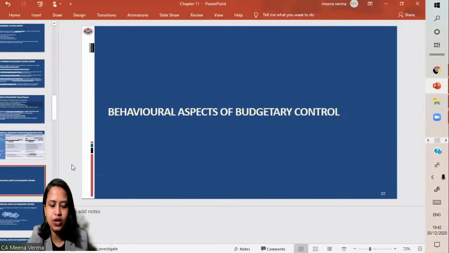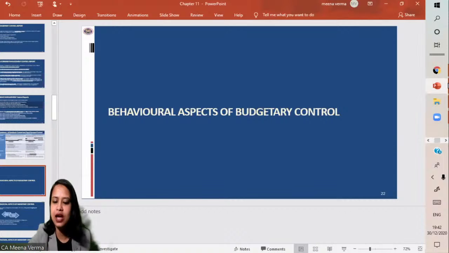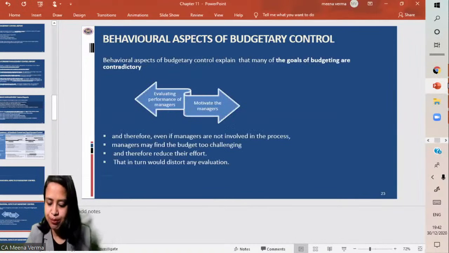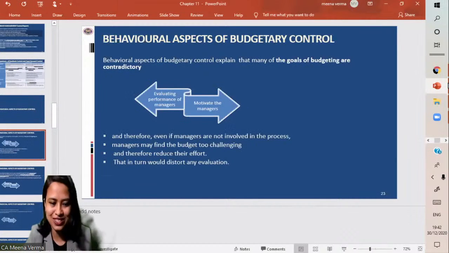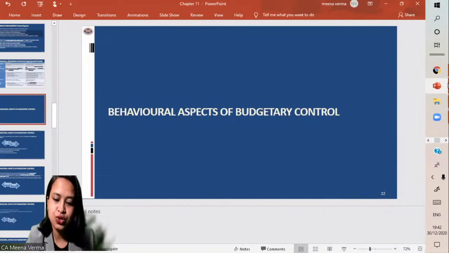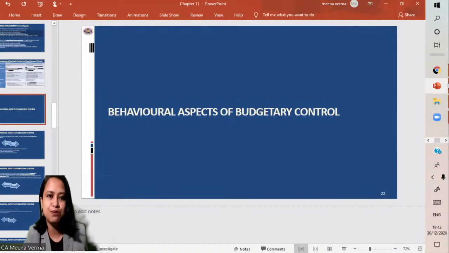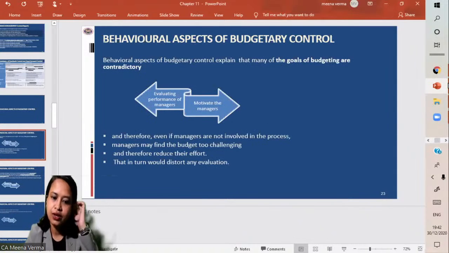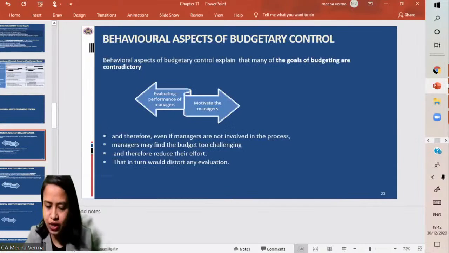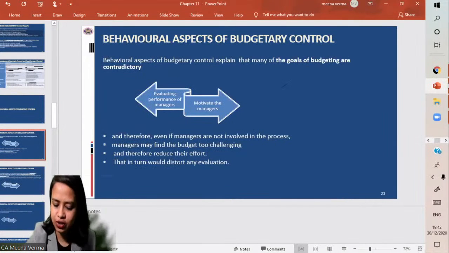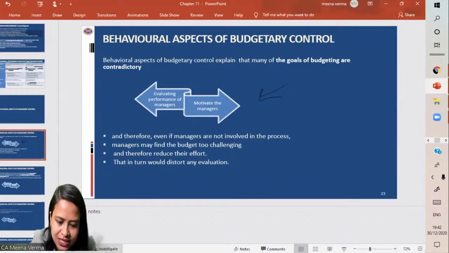I hope you understand. Now let us consider the next topic, behavioral aspects of budgetary control. Again, we are studying the traditional budgetary control system, which is not a good system, and that is why we will understand beyond budgeting. So now let us understand the behavioral aspects of budgetary control. We have some points, and I want all of you to write these points somewhere in your book. You don't have this picture in your book, so I expect all of you to write it.